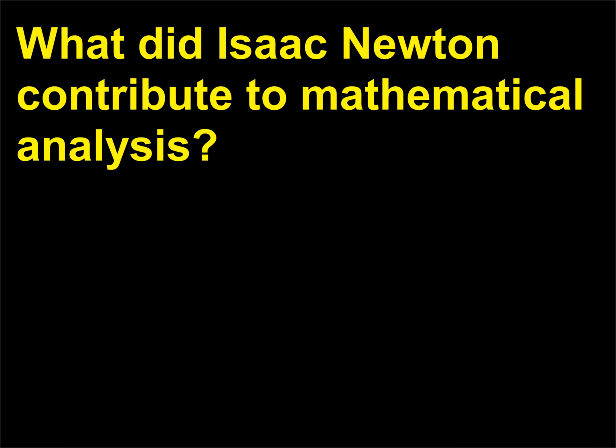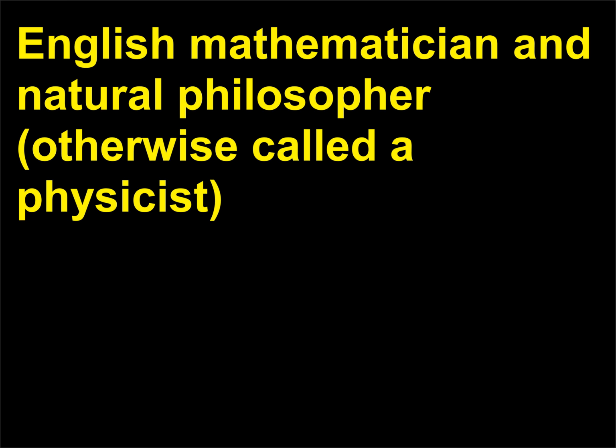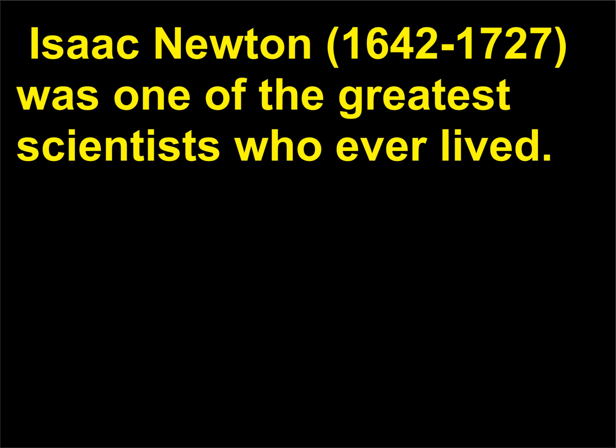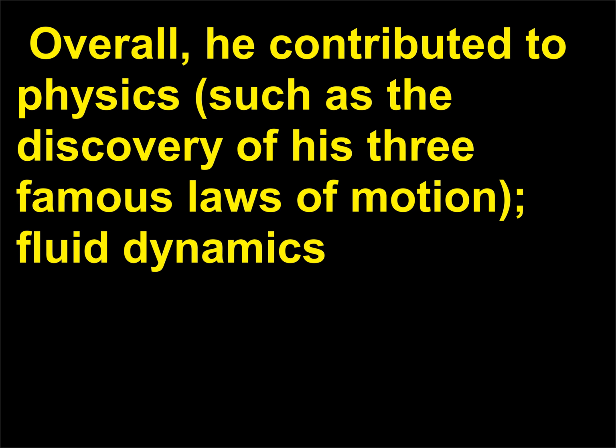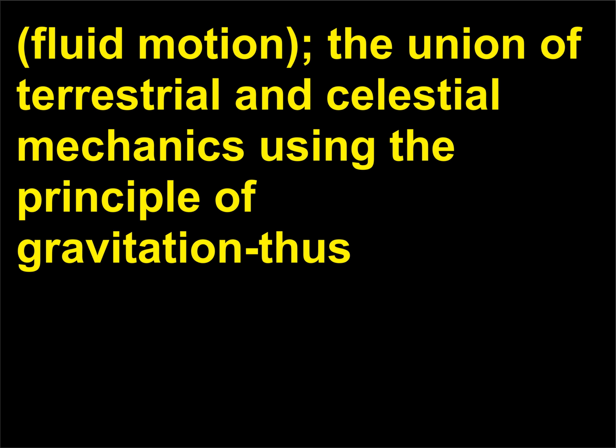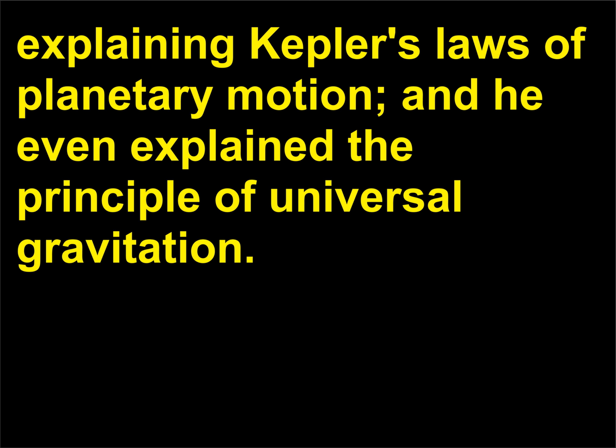What did Isaac Newton contribute to mathematical analysis? English mathematician and natural philosopher, otherwise called a physicist, Isaac Newton, 1642 to 1727, was one of the greatest scientists who ever lived. Overall, he contributed to physics, such as the discovery of his three famous laws of motion, fluid dynamics, fluid motion, the union of terrestrial and celestial mechanics using the principle of gravitation, thus explaining Kepler's laws of planetary motion, and he even explained the principle of universal gravitation.